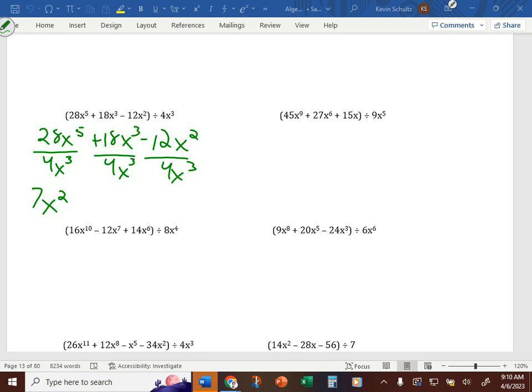Next one. Nick? I just have a question. So on the 18 over 4x to the third, can it be simplified a little bit more to like 9 halves? That's exactly what you should do. Yes. 18 fourths simplifies to be 9 halves.